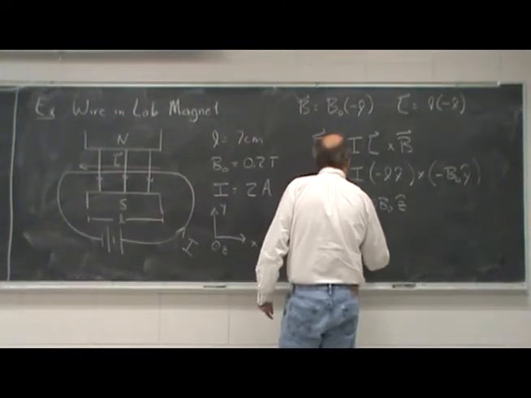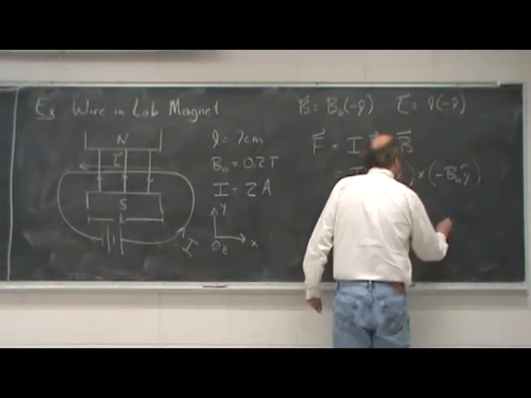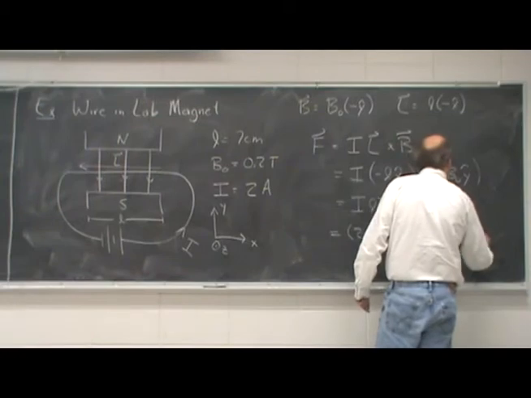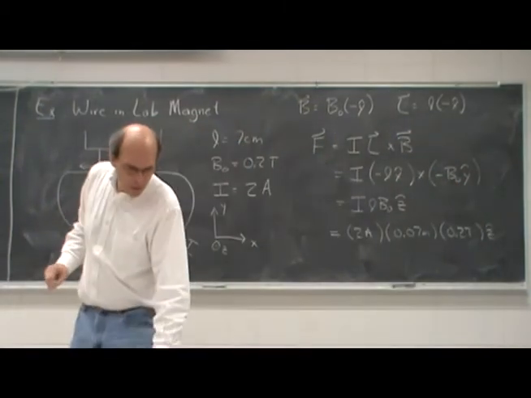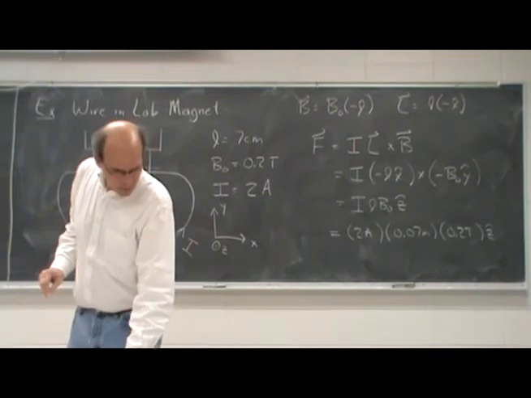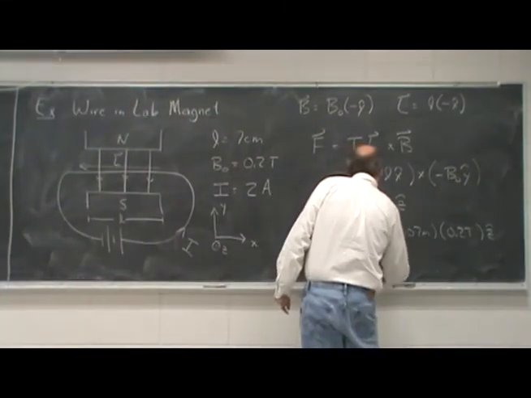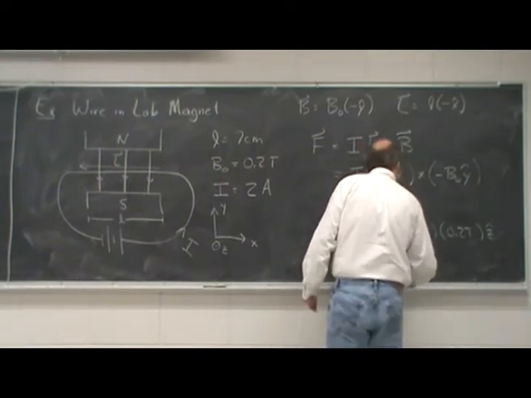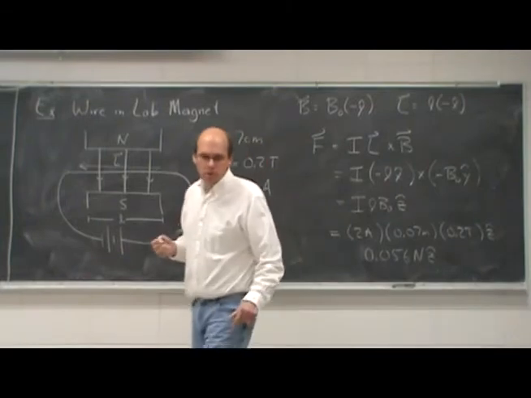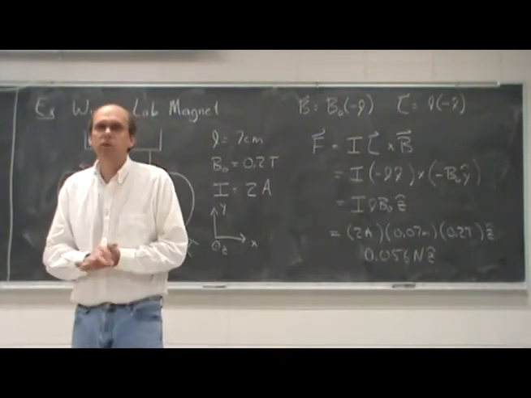All right, and we can plug in some numbers to find out how big the force is. We have 2 amps, 0.07 meters, 0.2 Tesla, Z hat. That is 0.056 newtons Z hat. Okay, so not gigantic, but not zero either.